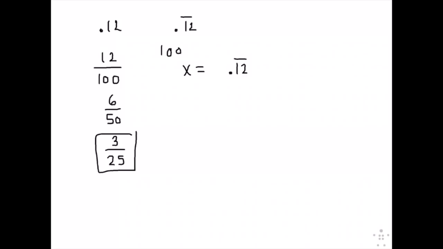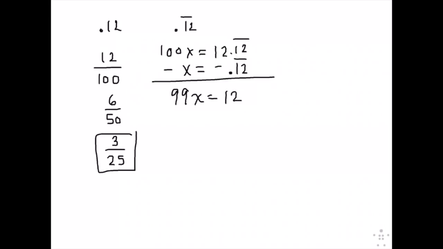If one of the digits repeated, like 0.33333, the 3 is repeating, then we would multiply by 10. So if I multiply by 100, it's going to shift the decimal 2 places, and I'm going to get 12.121212. Okay, so now we're going to subtract. On this side we get 99x, and over here we get 12, because the 0.12 repeating cancels out.